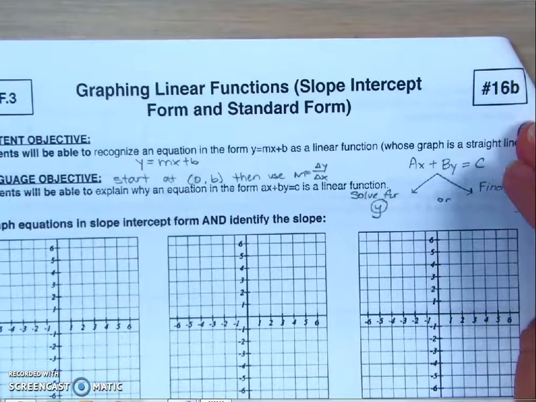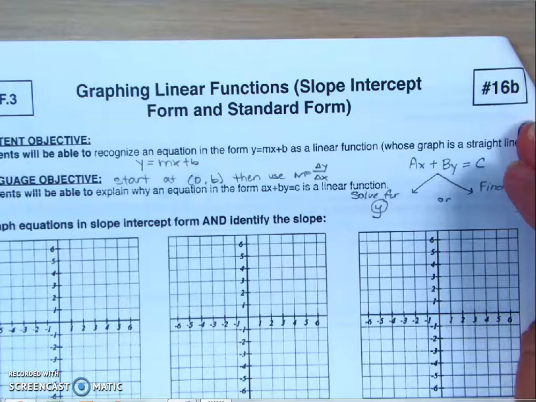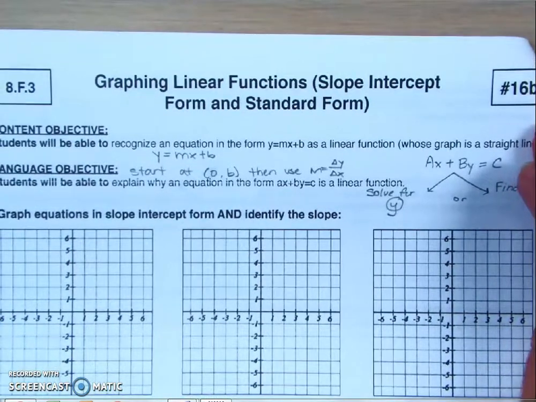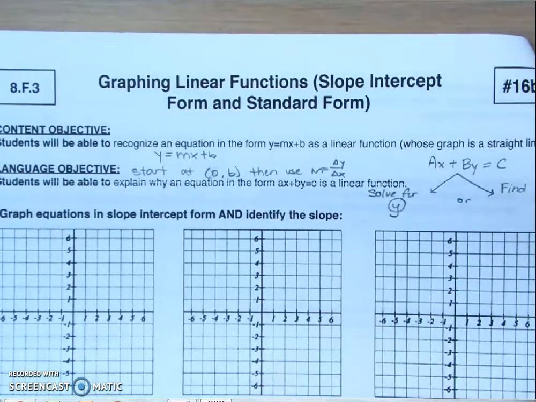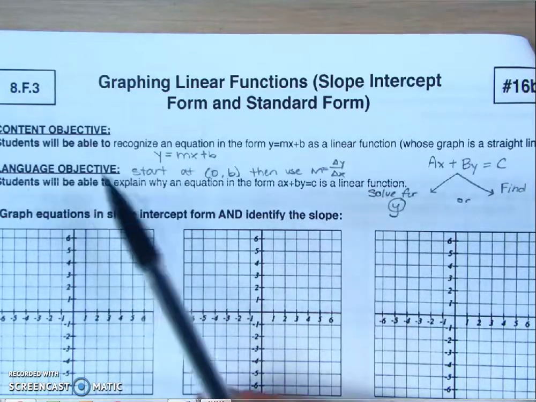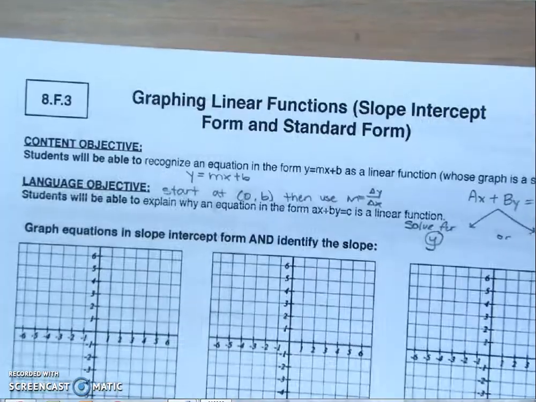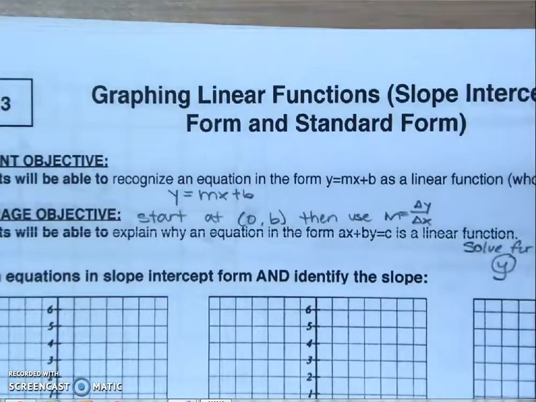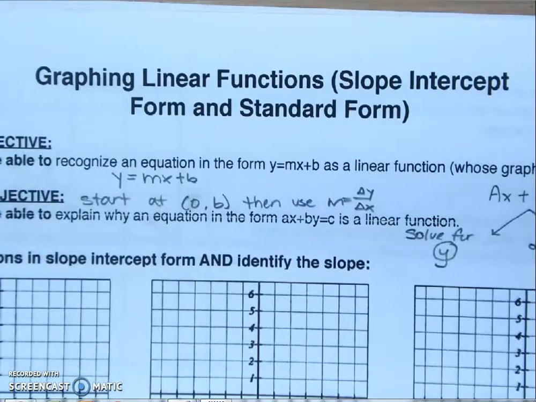So we are skipping ahead to this lesson because it does have to do with what we were doing before. Before we were taking a graph and making the equation. Today we're going to take the equation and make the graph. So I'm going to zoom into the top objective here because today you're going to see two different types: slope-intercept form and standard form.